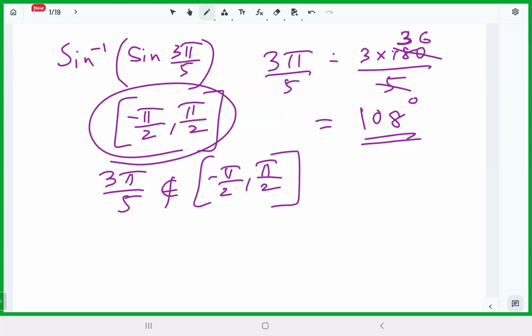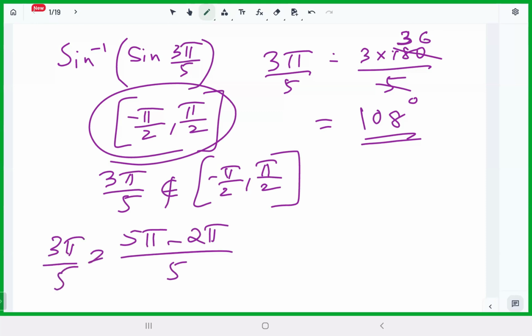For that we have to split 3 pi by 5. So how will you split 3 pi by 5? We can split this as 5 pi minus 2 pi by 5. Right? 3 pi by 5 can be written as 5 pi minus 2 pi by 5, isn't it? So this will become pi minus 2 pi by 5. Okay. Now coming back to the question.